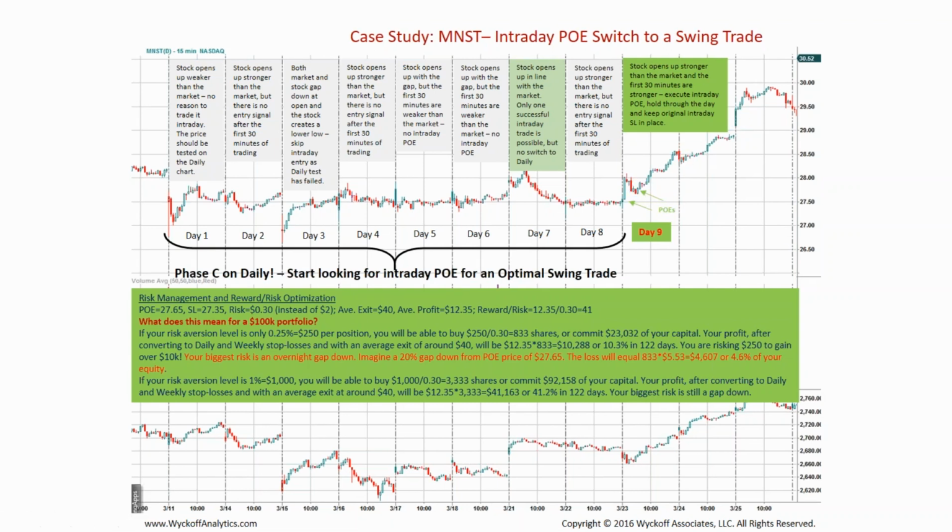All right, let's see if we have any questions and comments on this whole theme of switching from the intraday point of entry to a swing trade. So I gave you 2 examples, guys. What questions do we have? What comments do we have? Okay, so nothing coming up. All right, so that's fine too.